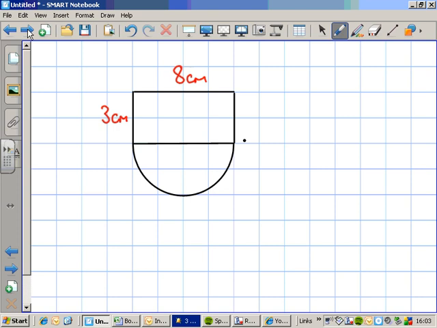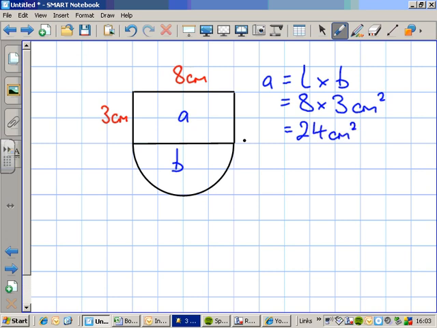Do you know how to find the area of a rectangle? Of course you do. Base times height, isn't it? Or length times breadth. There we go. What's the length of this rectangle? 8 centimetres, well done. And the breadth? 3 centimetres. So it's 8 times 3 centimetres squared. 8 threes are 24 centimetres squared.